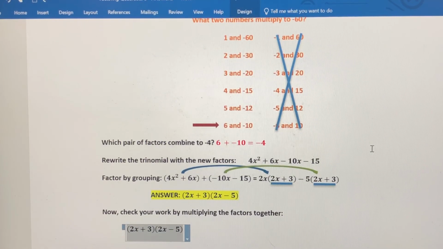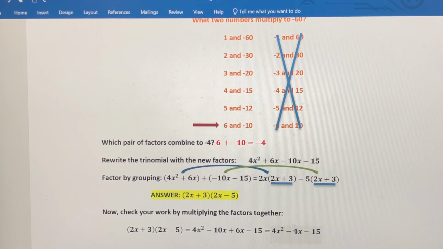So we're going to use FOIL method or distributive property, whatever you want to call it. When I do that, 2x and 2x gives me 4x squared. 2x times negative 5 is negative 10x. 3 times 2x is 6x. And 3 times negative 5 is negative 15. Okay? Let's combine like terms in the middle there.